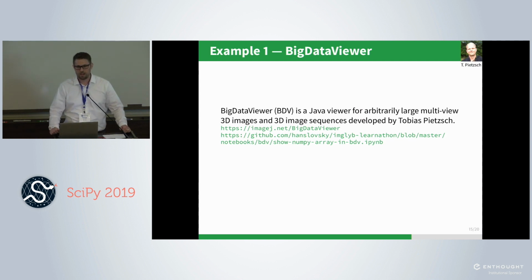In the first example, I just want to show how you can open a NumPy array in BigDataViewer. And for a quick recap, BigDataViewer is a Java viewer for arbitrarily large multi-view 3D images and 3D image sequences. It's developed by Tobias Pietzsch, who is at the MPI CBG in Dresden. I have a link for the BigDataViewer and also a link for the notebook that I will show now.